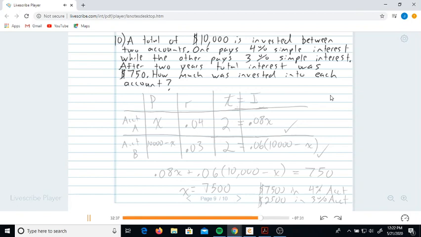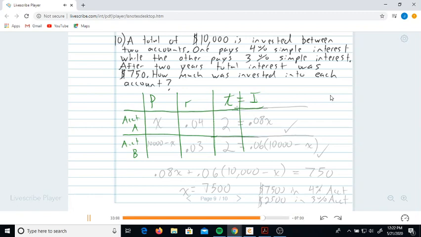A total of $10,000 is invested between two accounts. One is 4% simple interest, the other is 3% simple interest after 2 years. Total interest was $750. So this is using that simple interest formula. And let's just go ahead and call these, I don't know, account A and account B. You can label them as you see fit. And we know principal times rate times time equals interest.